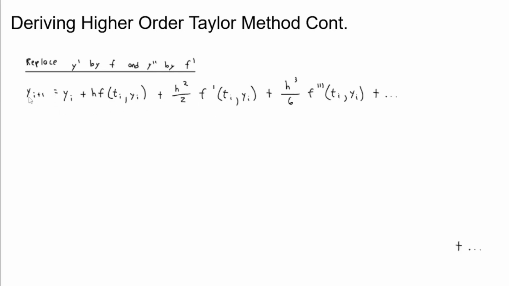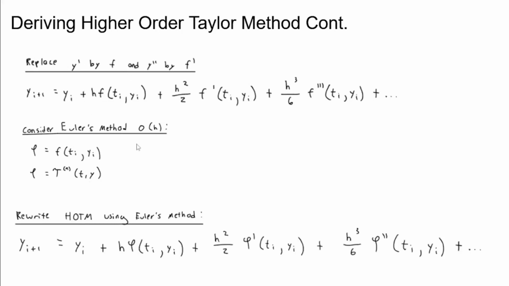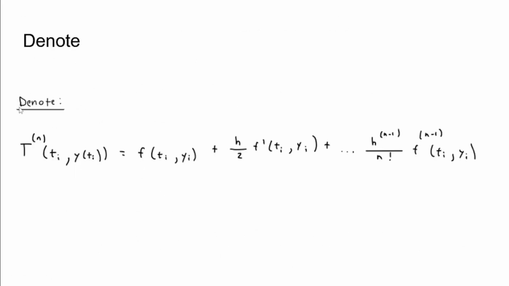So it's going to look something like y_{i+1} equals y_i plus h f(t_i, y_i) plus h squared over 2 f prime(t_i, y_i), and etc. And this is generally the higher order Taylor method. But if we also consider Euler's method of order one, we can rewrite the higher order Taylor method using Euler's method, because we know that phi in Euler's method is just equal to f(t_i, y_i). And so we can also rewrite it like this if we wanted to. And after everything, we can denote it to look like this.